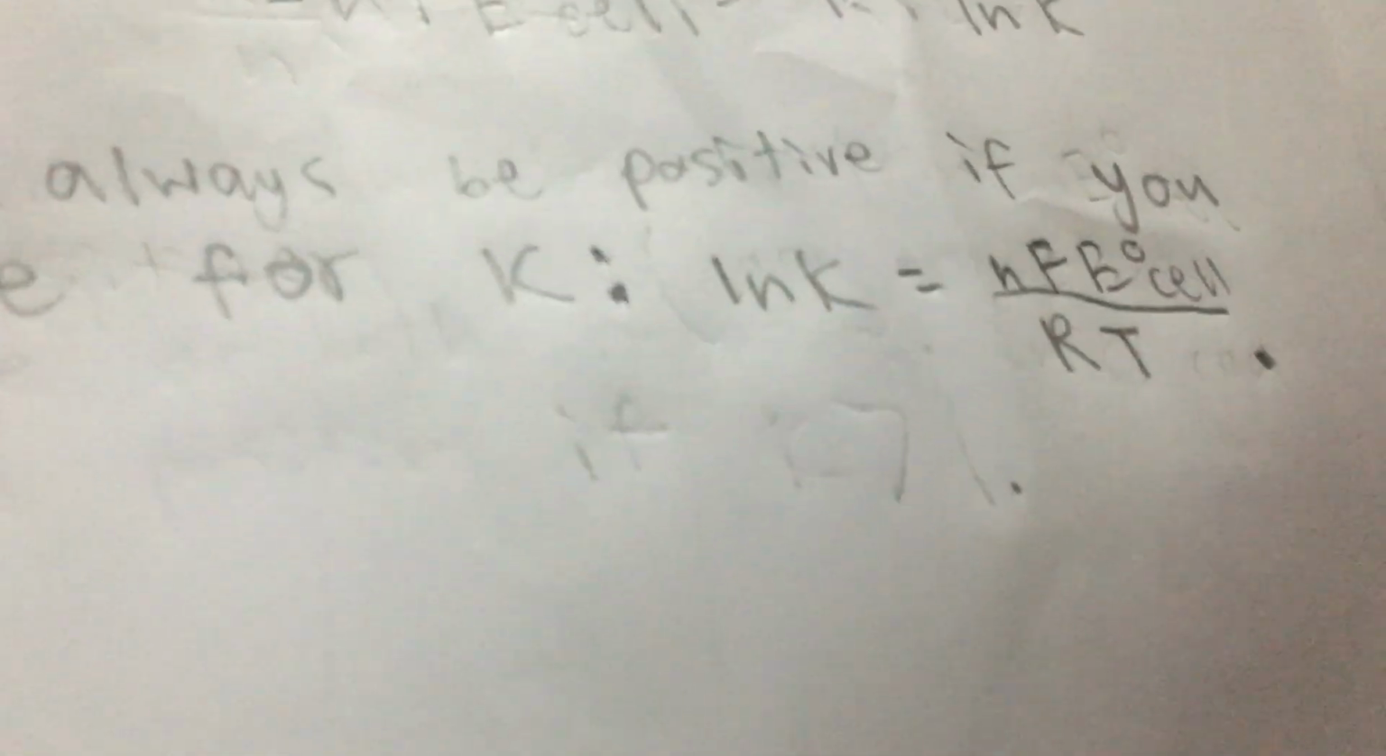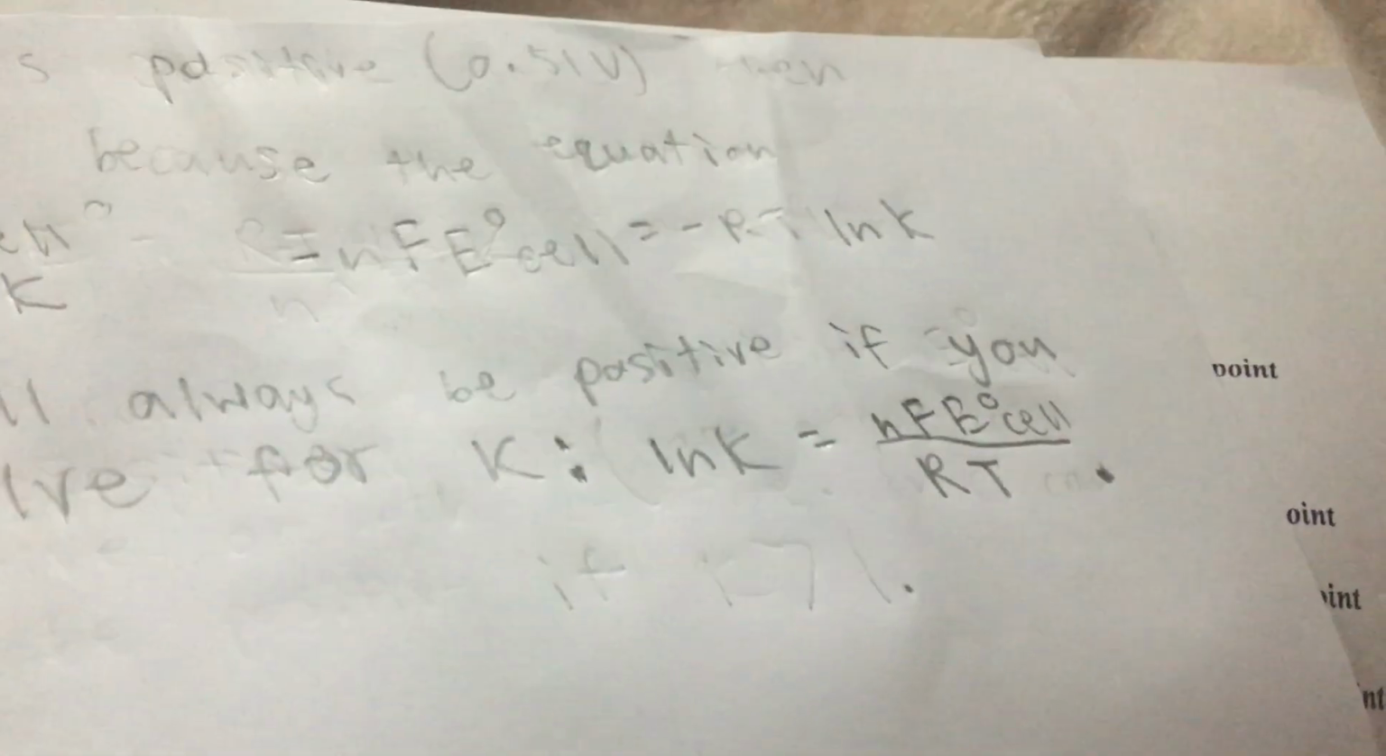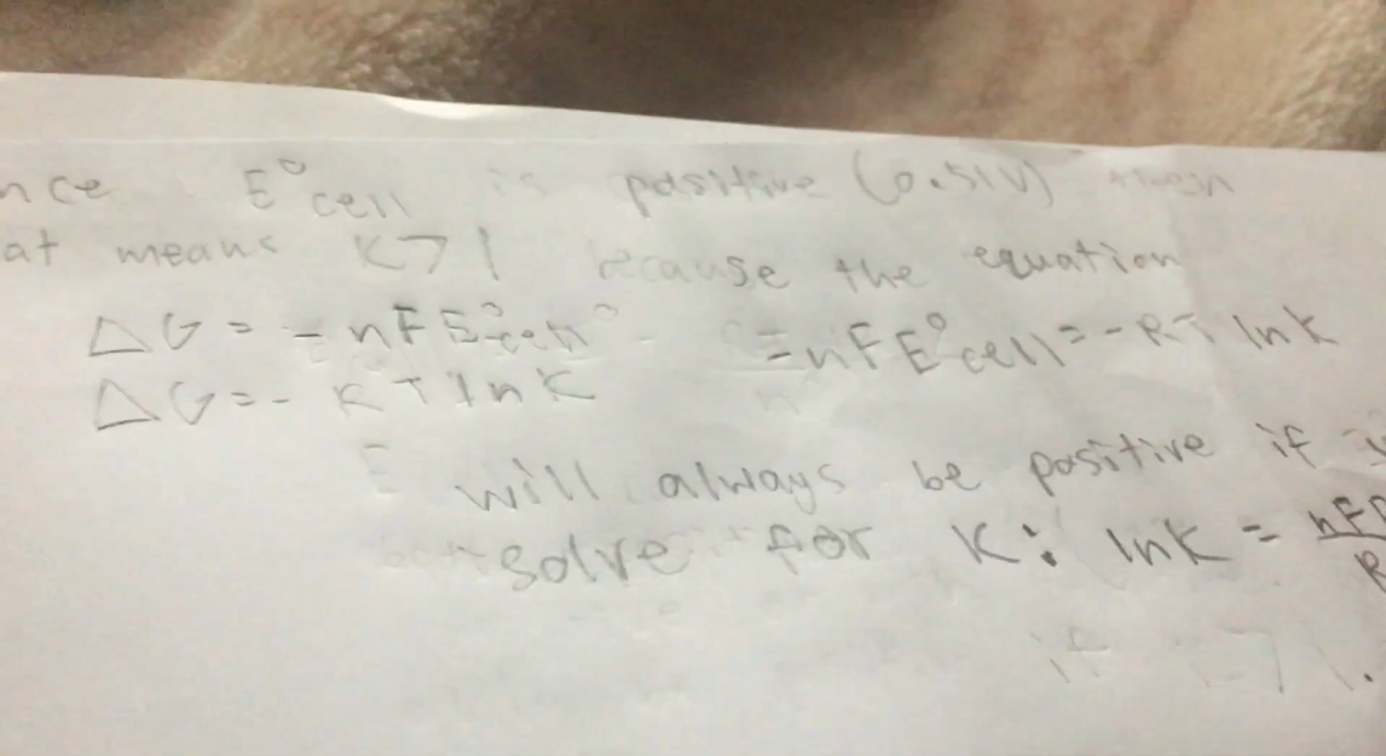So if you put both of these equations equal to each other, and you solve for ln K, then you notice that ln K will be positive, but that's only if E of the cell is positive. If E of the cell is negative, then that means ln K would be equal to a negative number, and so it would mean that K would most likely not be greater than 1. But because E of the cell is positive, then that means K has to be greater than 1 no matter what. So yeah, that's my FRQ. Thank you.